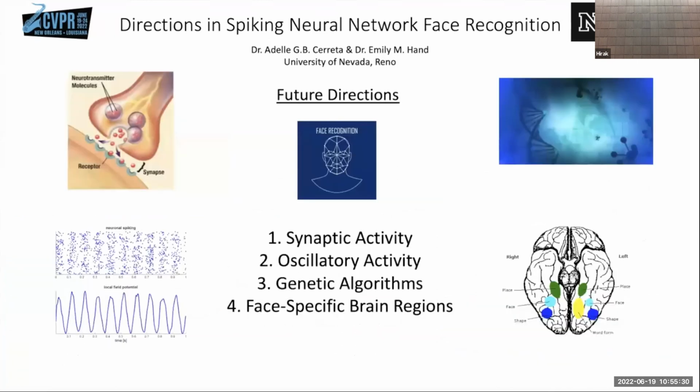Important biology that will drive model creation includes incorporating specific neurotransmitter activity important to face processing, implementing oscillatory coordination, applying genetic algorithms, and testing models of face-related brain regions like the fusiform face area specifically.